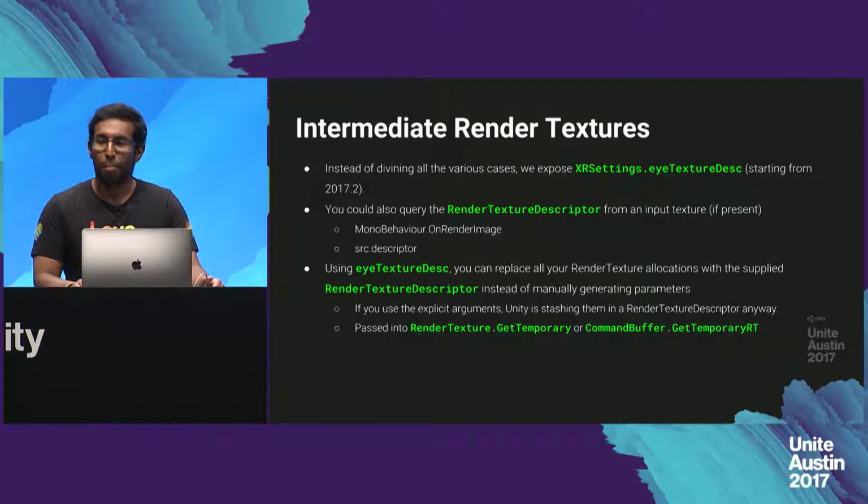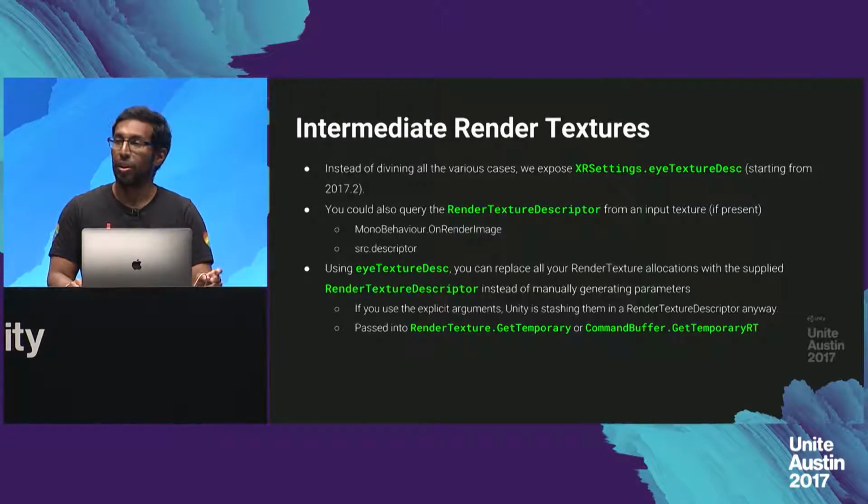So instead of magical incantations to generate the correct screen space texture format, we expose XRSettings.eyeTextureDesc. This is in 2017.2. What this does is return a render texture descriptor sourced from the engine XR texture manager, so it's configured to match the engine managed textures. We can also query the render texture descriptor from a source texture if that's available. So if you're using the legacy OnRenderImage infrastructure, you'll have that source texture, and you can grab the descriptor right out of it.